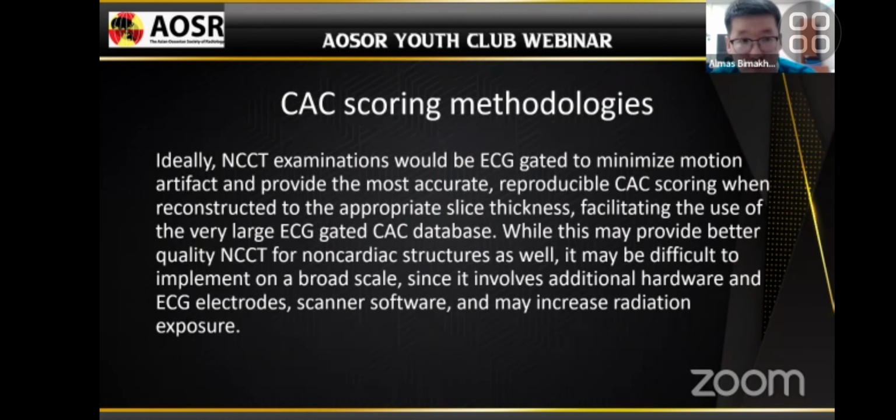Coronary artery calcium scoring methodologies. Ideally, non-contrast CT examinations would be ECG gated to minimize motion artifacts and provide the most accurate, reproducible CAC scoring when reconstructed to the appropriate slice thickness, facilitating the use of the very large ECG gated CAC database. While this may provide better quality NCCT for non-cardiac structures as well, it may be difficult to implement on a broad scale since it involves additional hardware and ECG electrode scanner software and may increase radiation exposure.